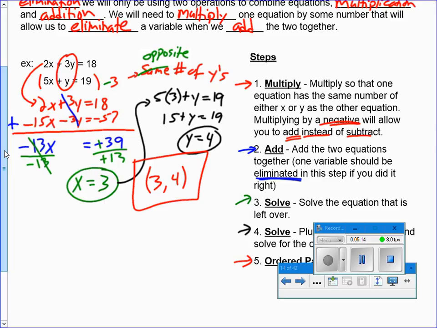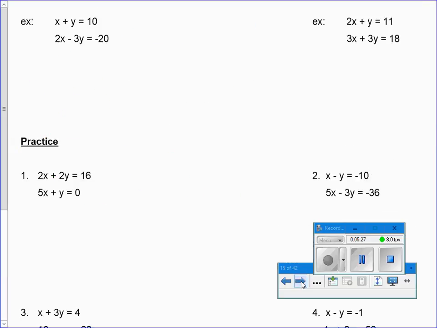So that's how elimination works. Sometimes you might have to multiply more than one equation. You might multiply both equations to get the setup that you want, where one variable is going to be eliminated. So we'll show you what that looks like on this next one.